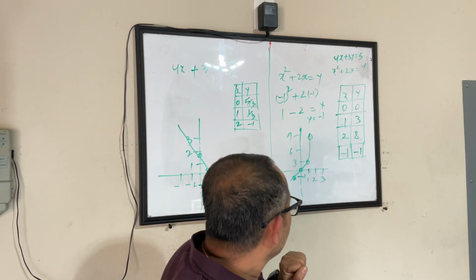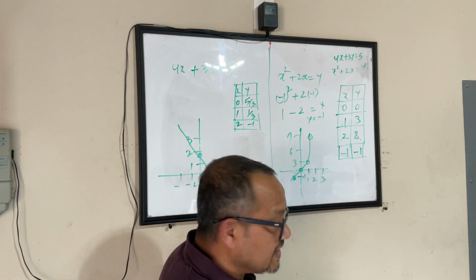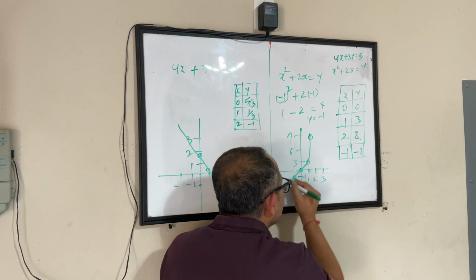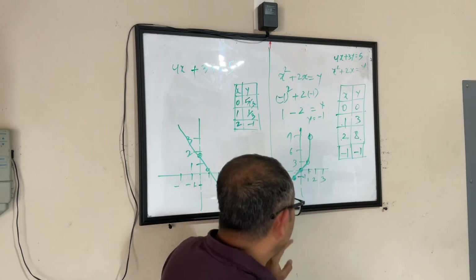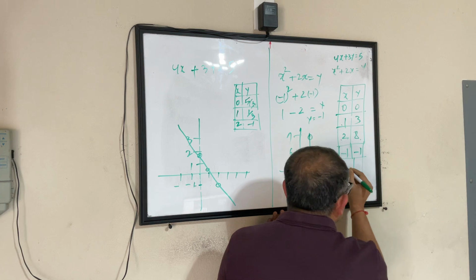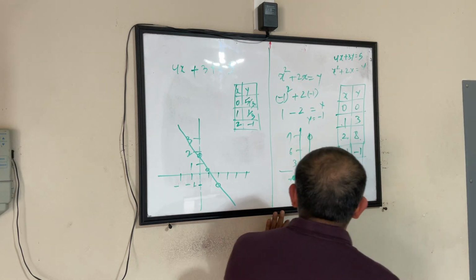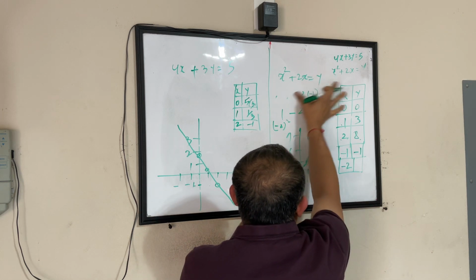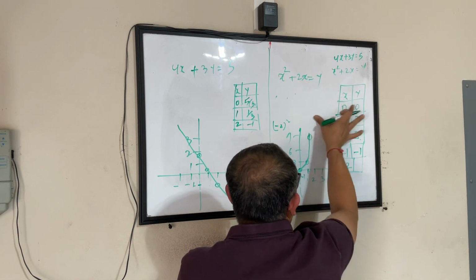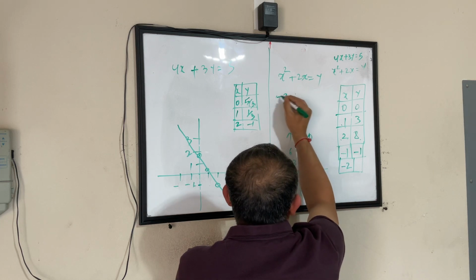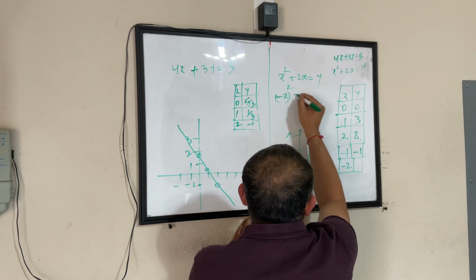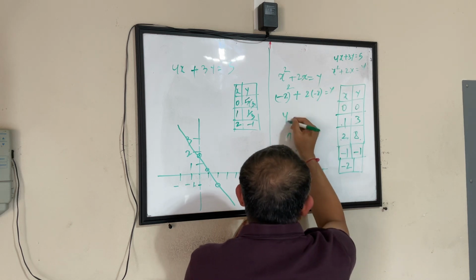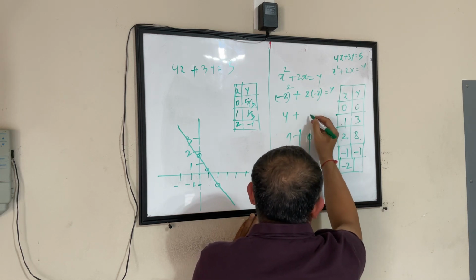Now, one thing that we are seeing here is this guy doesn't seem to be a straight line. And if you want to reaffirm that, you put another point. More the merrier, right? Minus 2. If you put x equal to minus 2, this becomes minus 2 squared, which is 4, plus 2 into minus 2 equal to y. This will be 4 plus 2 into minus 2, which is minus 4.